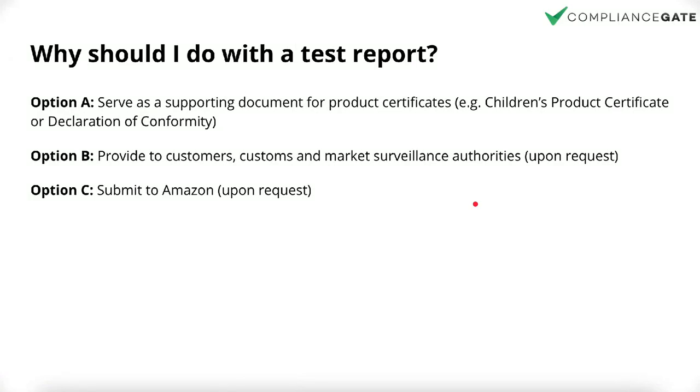And what should you do with a test report? I would say the most common is that the test report serves as a supporting document for, say, the children's product certificate. If you know what a CPC is, it's a document you need to issue for each children's product under CPSIA. That's for the United States, by the way. And in it, you have to basically declare that, okay, we are this company, we are importing this product, and the product was tested according to this and that standard, and this is the testing company. So it's all issued based on the test report.